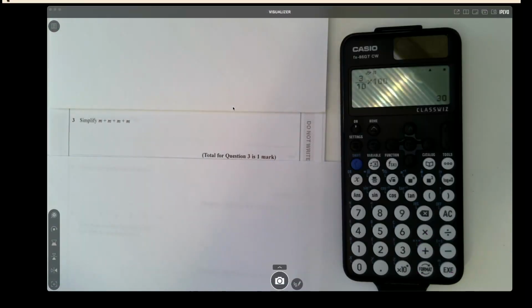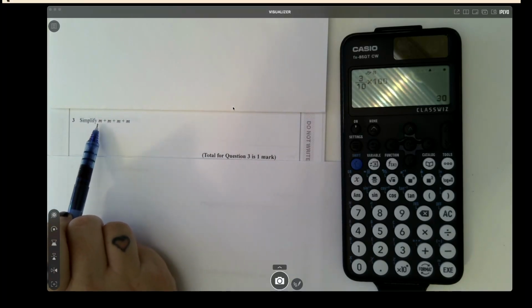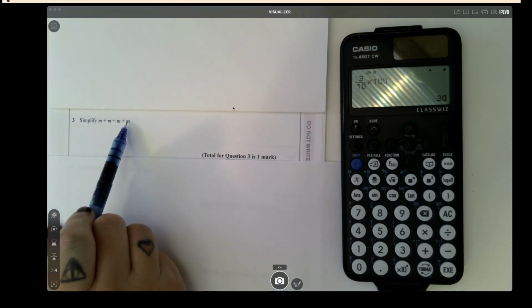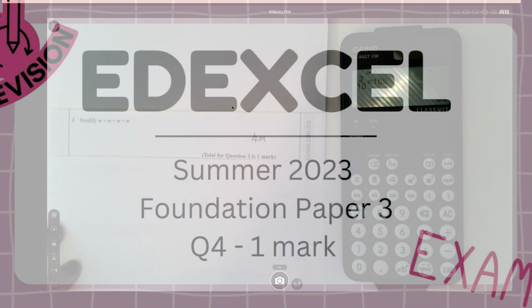Question 3. Simplify m, add m, add m, add m. So we have 1, 2, 3, 4 m's added together. So we have 4m in total.